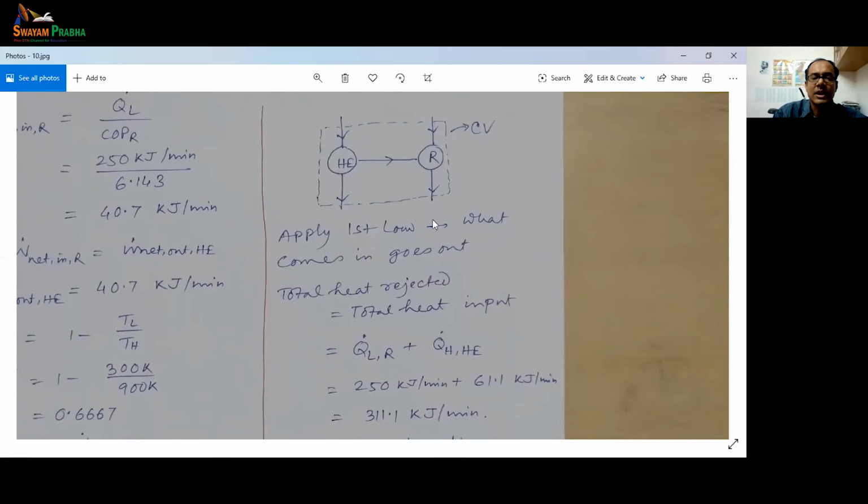Okay, so here there are two inlets for the heat, here, and there are two outlets, here and here.